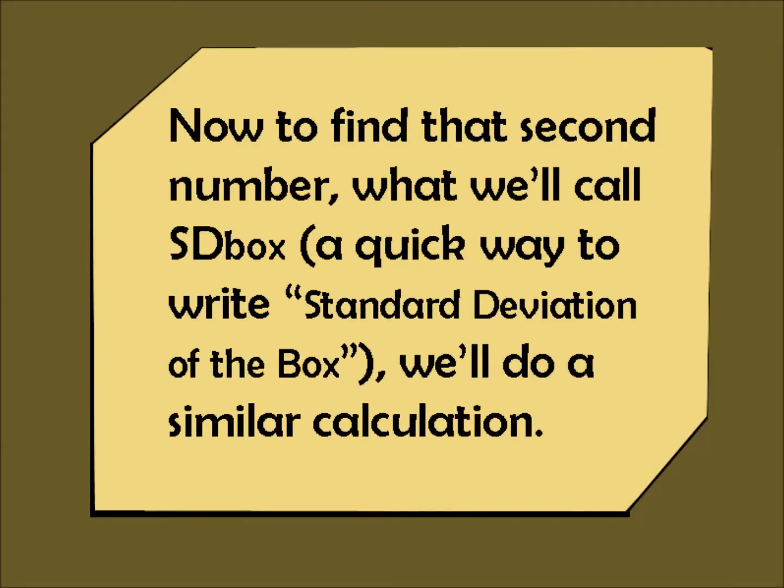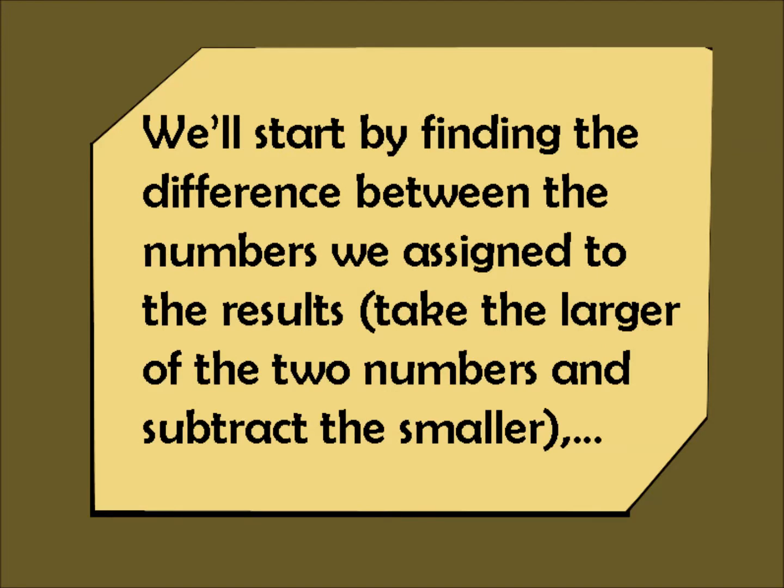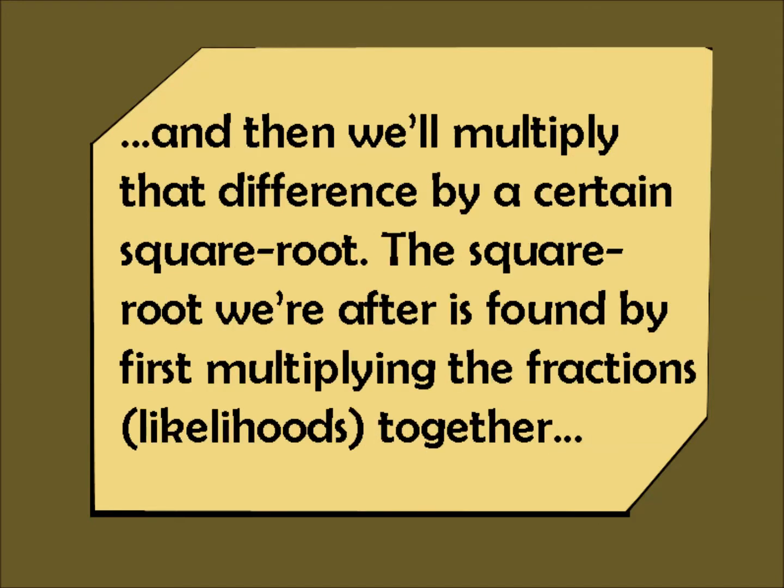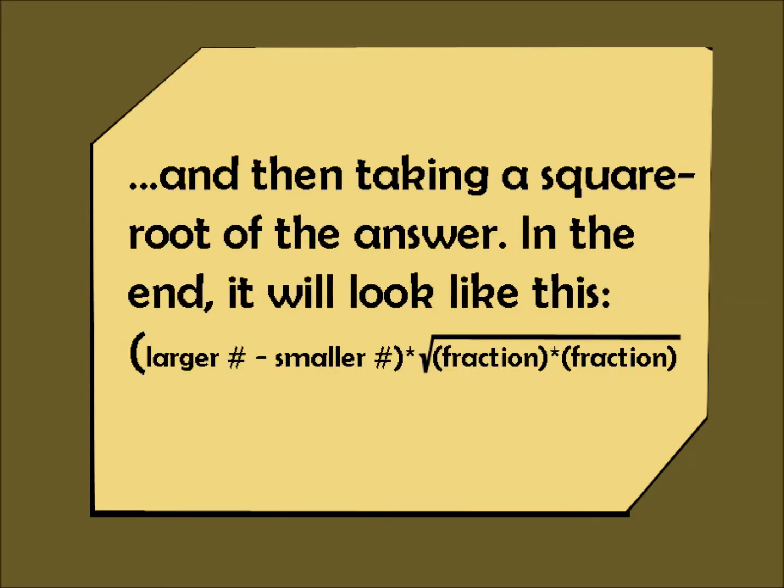Now to find the second number, what we'll call the SD box, it's a quick way to write standard deviation of the box, we'll do a similar calculation. We'll start by finding the difference between the numbers that we assign to the results. We take the larger of the two numbers and subtract the smaller from it. Then we'll multiply that difference by a certain square root. The square root we're after is found by first multiplying the fractions or the likelihoods together, and then taking the square root of the answer.